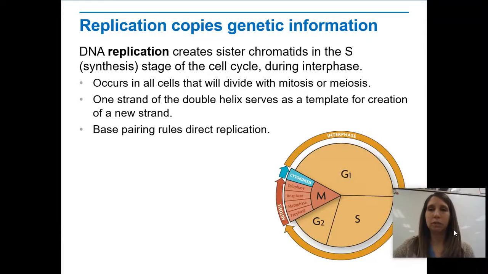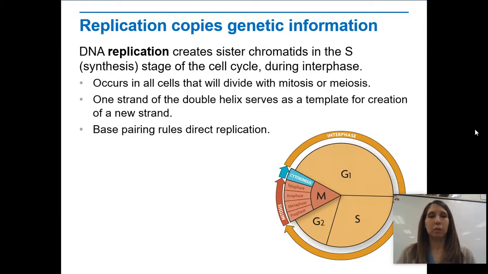Okay, so when we talk about replication, like I mentioned, this is just another word for copying. This is actually the process that we talked about back in chapter 11 when I was trying to describe to you what's happening as part of the S, or the synthesis stage of this cell cycle. What we said at that time is that that's where we make sister chromatids. We copy our DNA, right? We synthesize our DNA, which essentially just means we're making more DNA.